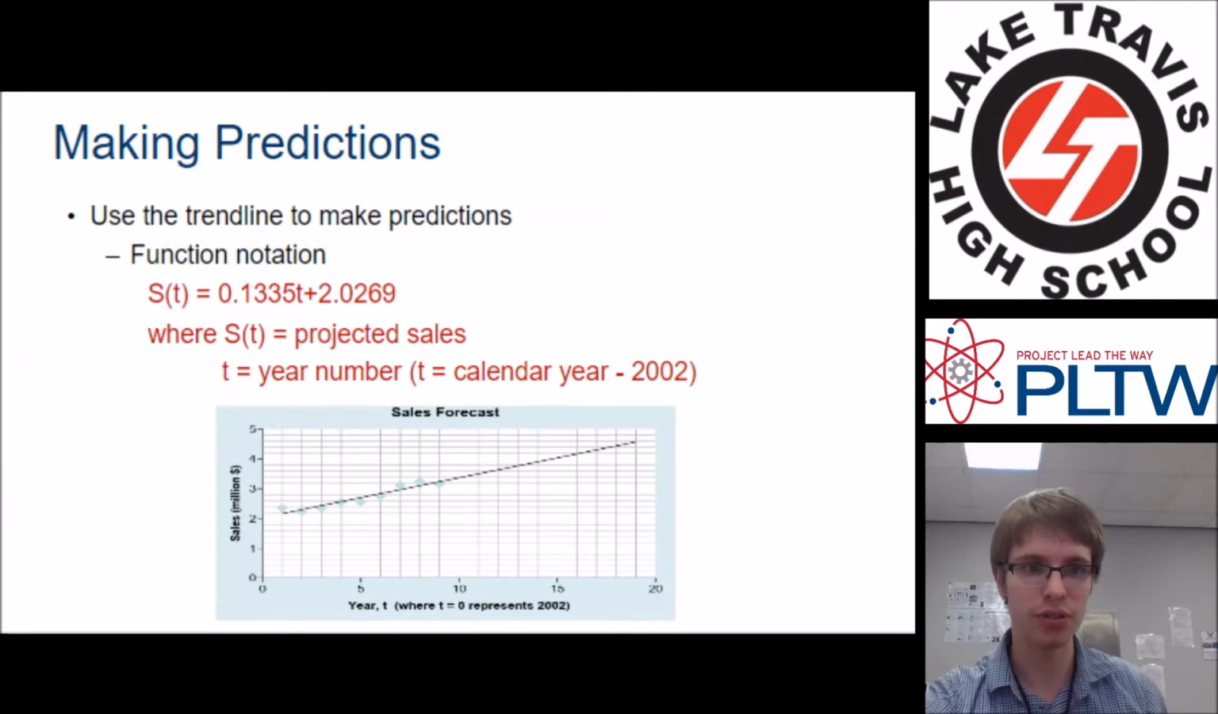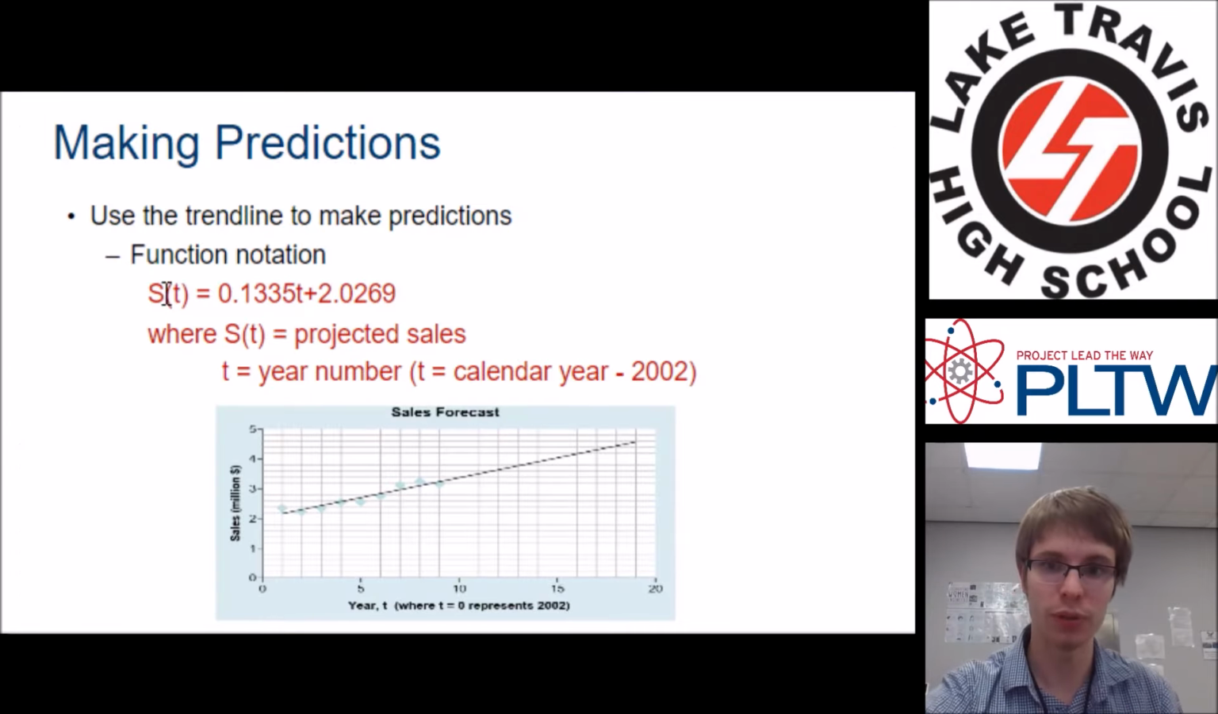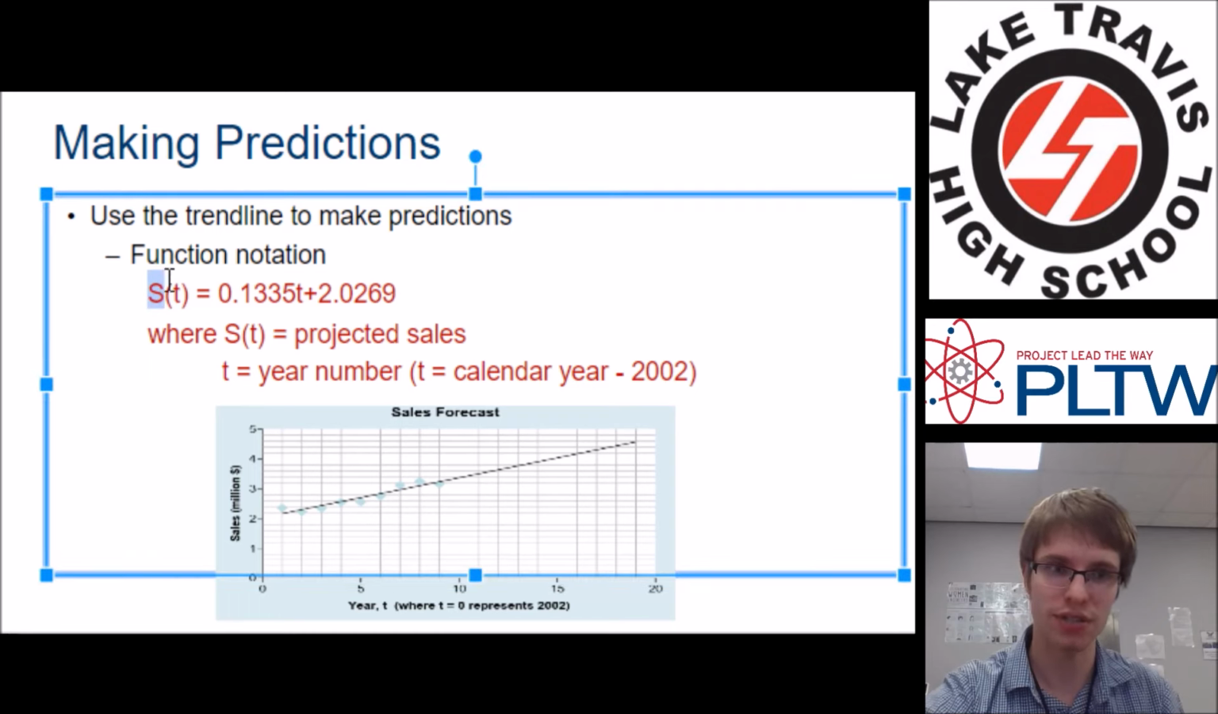Okay, so here's our function that we created, and we put it in function notation. S is projected sales, T is T, and we created a function S of T. Here's our slope that we calculated with our trend line, 0.1335, and here's our y-intercept that we calculated, 2.0269. S is the projected sales, and T is the year number. Remember, we normalized that. It's called normalizing. We normalized the year to make 2003 equal to year 1. So here's a little formula to calculate any other year: if you take your year and subtract 2002 from it, then you'll get the T that we want.